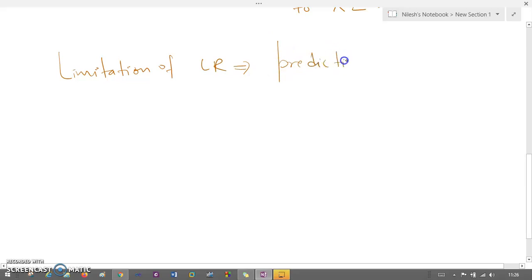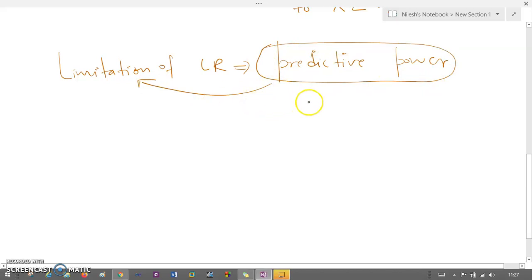So what do we mean by predictive power? The prediction that you are getting from fitting your model, the result that you are getting, is just a linear combination. So when I say it gives you some predictive power, this predictive power is nothing but a limitation. And why is it a limitation? Because this predictive power from the linear regression is nothing.